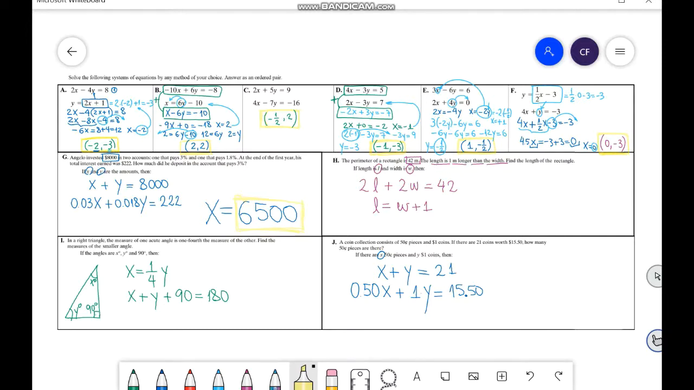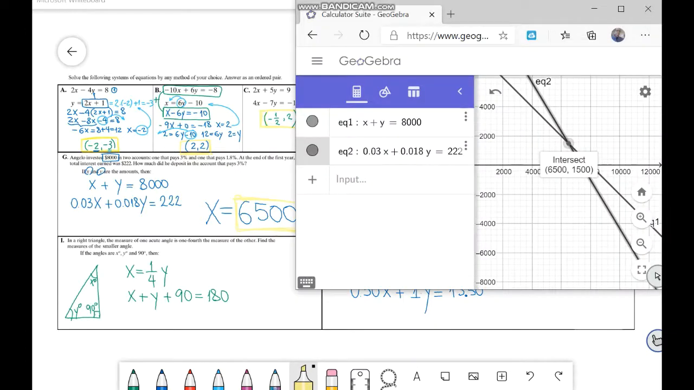For letter H, did anyone get the right answer for letter H? Same thing, just apply the graphing. You can use the graphing, you can use substitution method, you can use addition method. But if you are in a hurry, you can use the graphing calculator. Anyone?